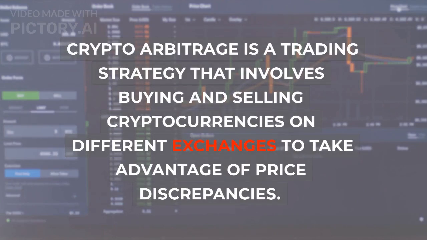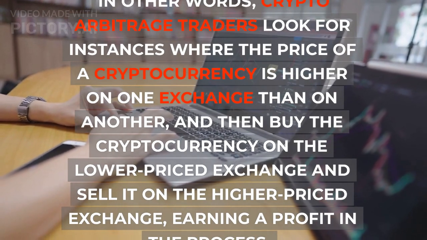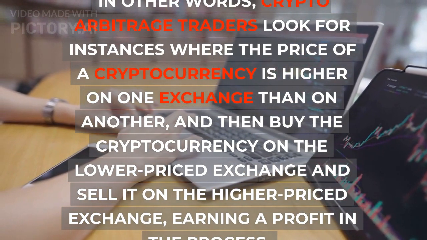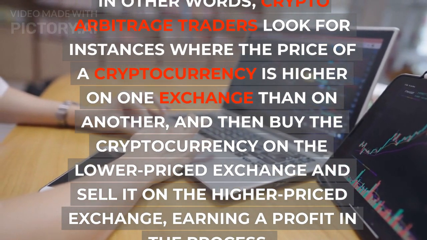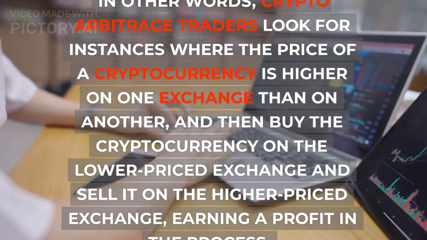Crypto arbitrage is a trading strategy that involves buying and selling cryptocurrencies on different exchanges to take advantage of price discrepancies. In other words, crypto arbitrage traders look for instances where the price of a cryptocurrency is higher on one exchange than on another, and then buy the cryptocurrency on the lower priced exchange and sell it on the higher priced exchange, earning a profit in the process.